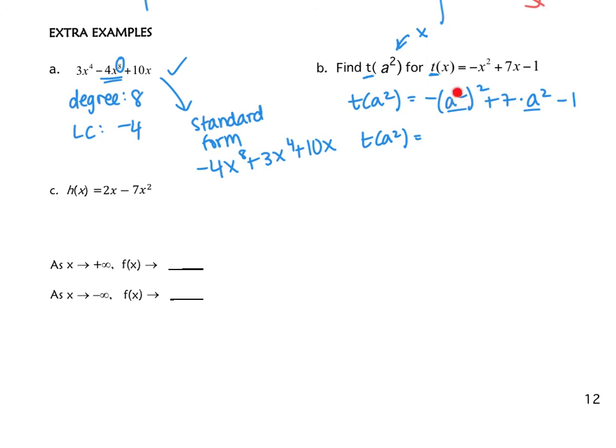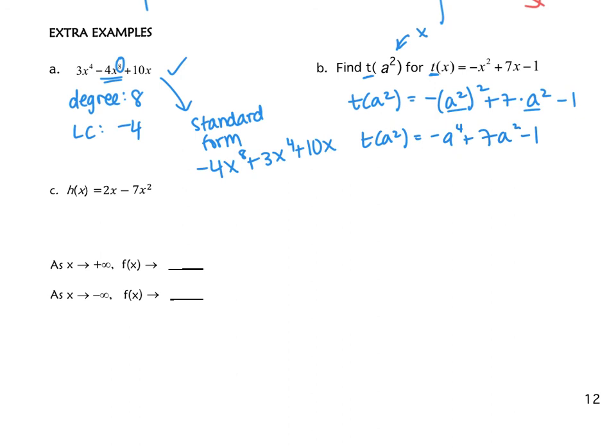First, we have a squared squared. So we got to ask ourselves, what do we do with those exponents? We're going to multiply them. So that's a to the 4th with a negative, plus 7a squared minus 1. And then we're done.